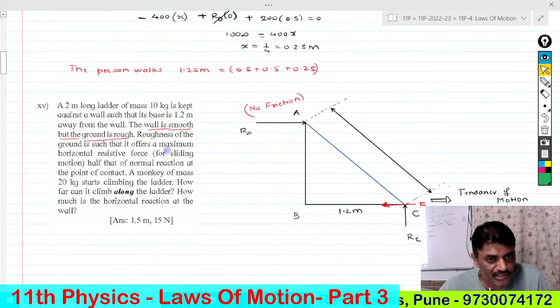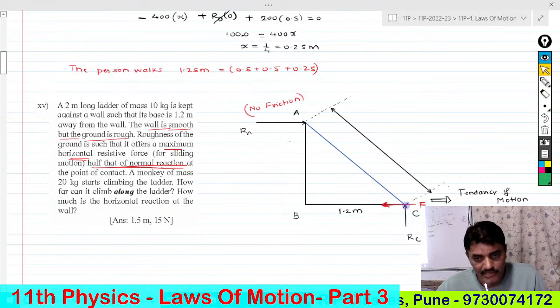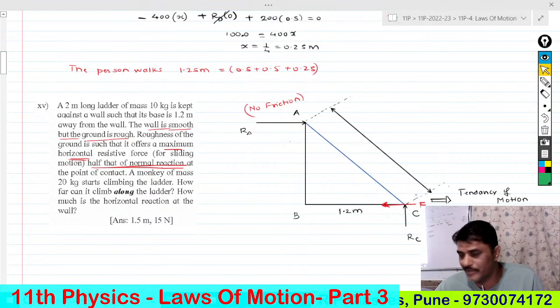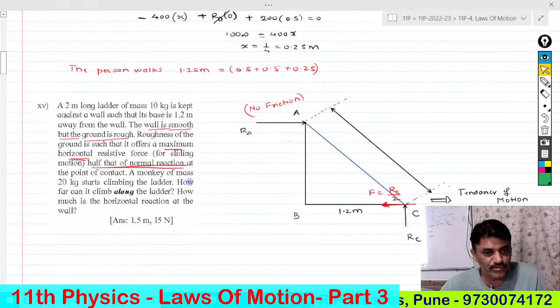They have mentioned something about the friction over here. Roughness of the ground is such that it offers maximum horizontal resistive force for sliding the motion. It offers a maximum sliding force, half that of the normal reaction at the point of contact. That means this friction is half of this reaction. Did you understand the simple English? Please pay attention. It says that the roughness is such that this friction is half the normal reaction. So it is actually RC by 2.